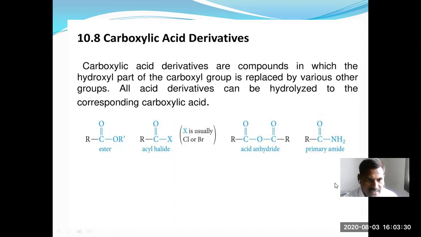Carboxylic acid derivatives are esters, acyl halides (in acyl halides, acid chlorides are the important ones), acid anhydrides, and amides. These are the derivatives of carboxylic acids.